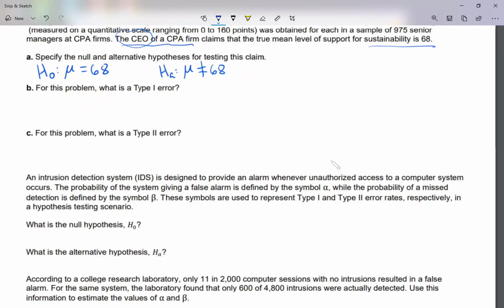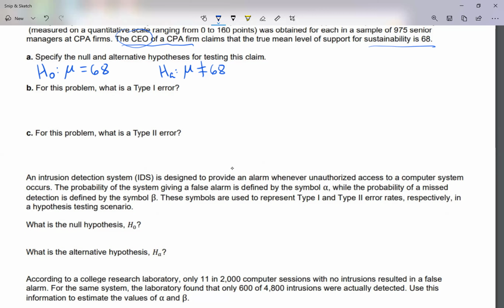Remember, type 1 error is when I reject the null hypothesis, but in reality, it was true. So for this case, using the words here, type 1 error will conclude that the true mean level of support is not 68, when in fact, the mean was equal to 68. Remember, I rejected the null hypothesis. That means I accepted the alternative, but in reality, the null hypothesis was true.